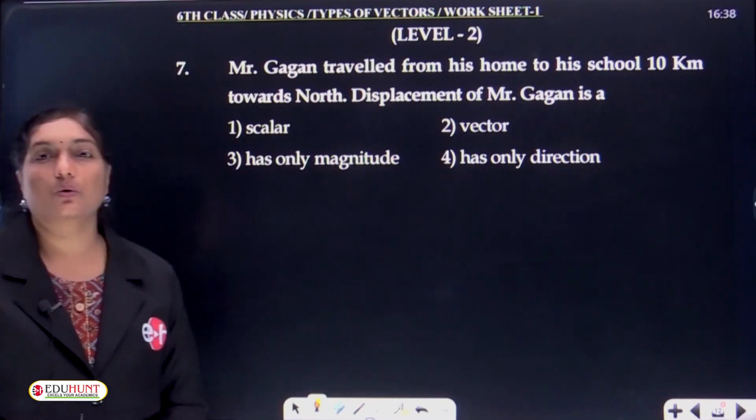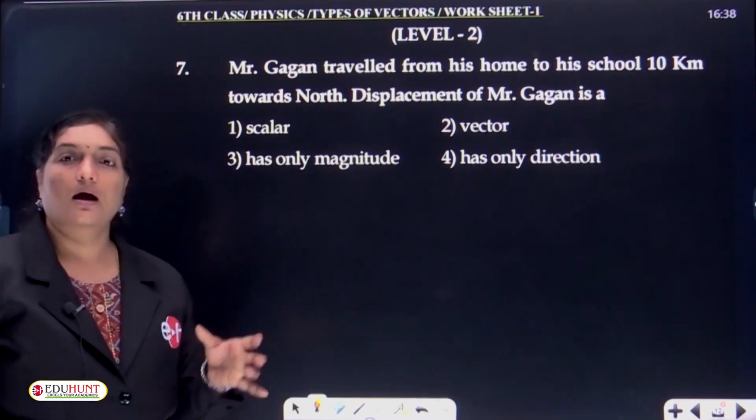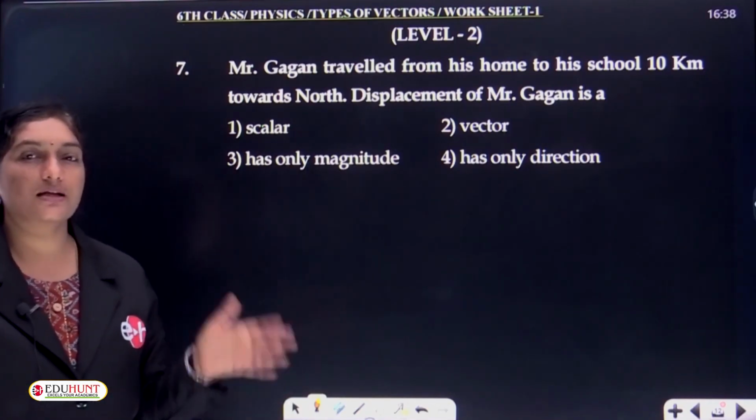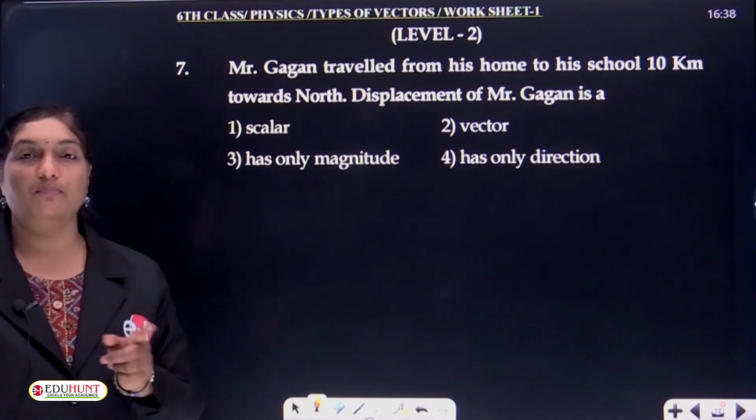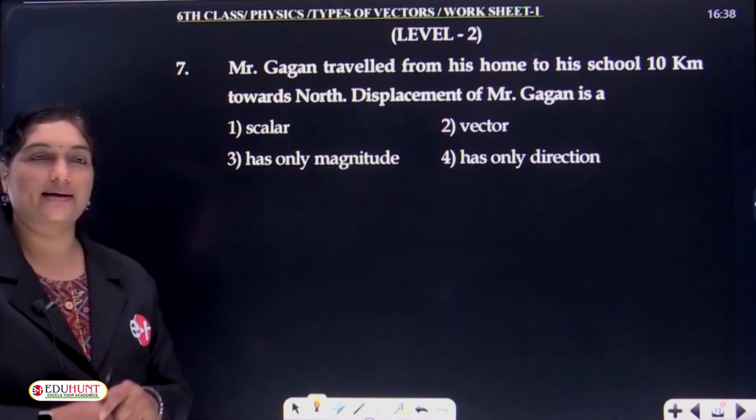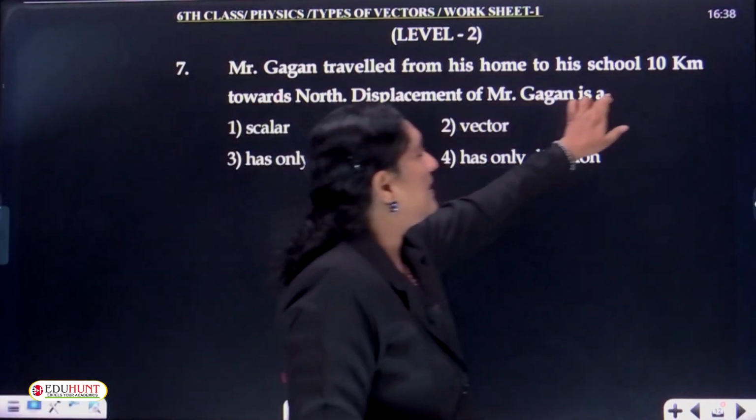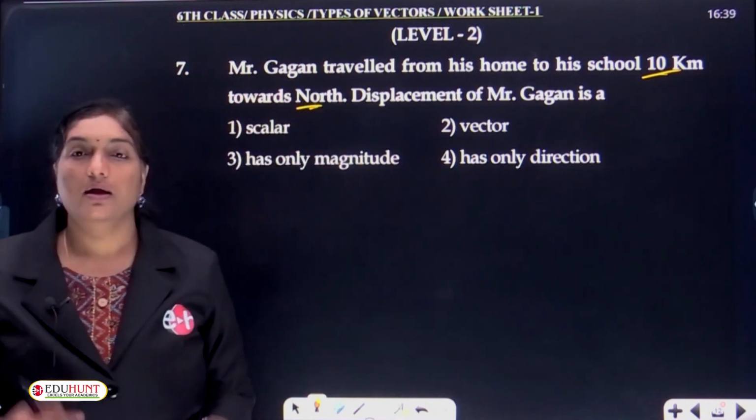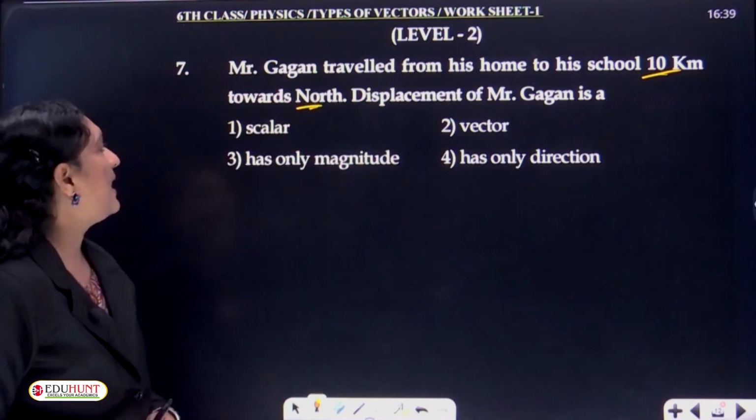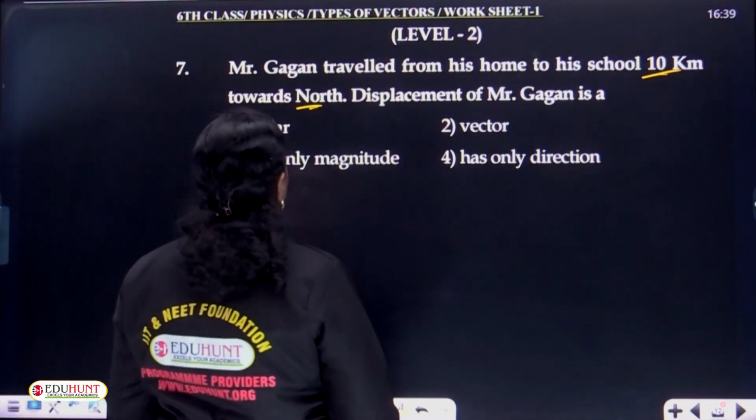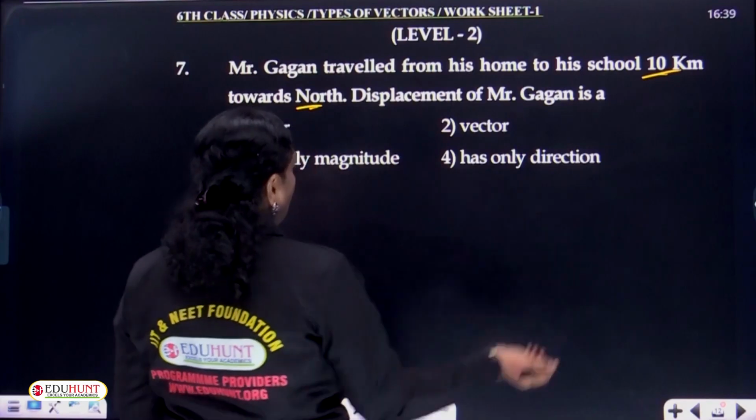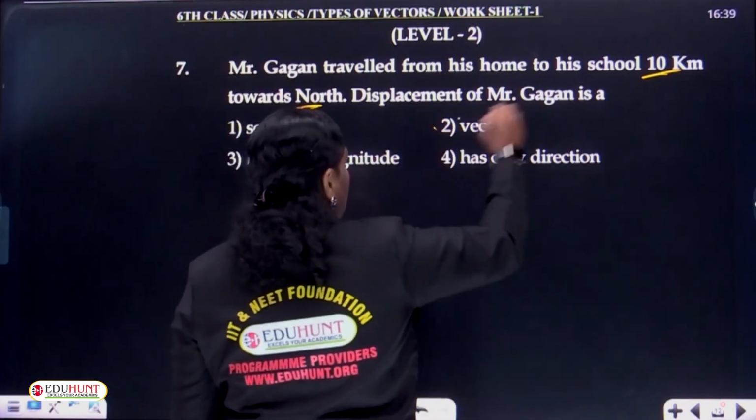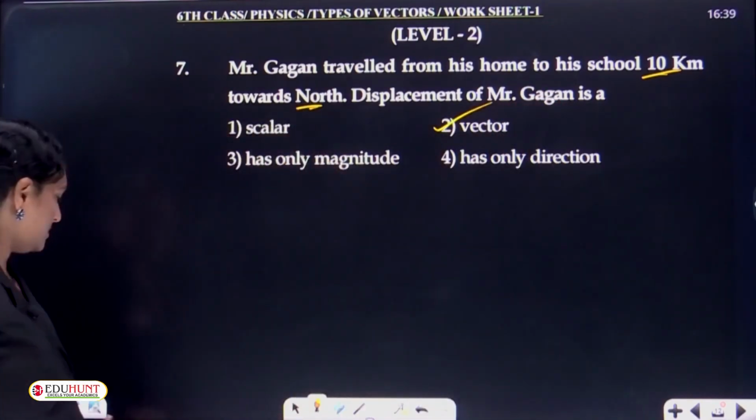Displacement of Mr. Gagan is... displacement consists of two quantities. One is magnitude as well as the direction. Whereas distance has only magnitude, only how much, but displacement indicates both direction as well as magnitude. What is the magnitude here? Given as 10 kilometers. And which direction was he moving? North direction. So it has both magnitude as well as direction. So displacement of Mr. Gagan has both the magnitude as well as direction. Not a scalar, not only magnitude, not only direction. It has both. Hence, the correct option is option 2.